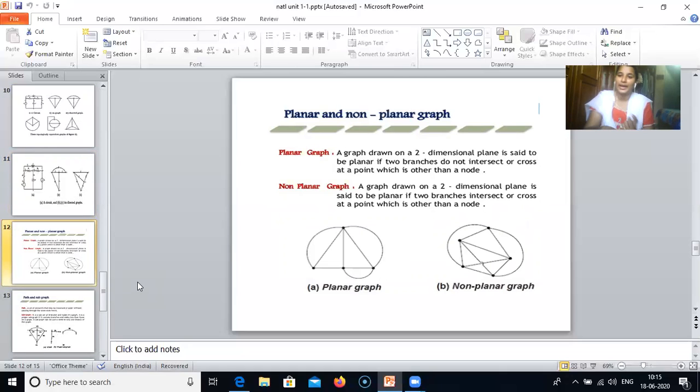So next one is the planar graph and non-planar graph. Planar graph means when we represent a graph in two-dimensional plane, there should not be any intersection or crossover point between two branches. That is called the planar graph. Non-planar graph means it is also represented in two-dimensional, but there is a crossover between two branches other than at the nodes. Okay. So planar means no intersection between the branches. Non-planar means there is some intersection between the branches.